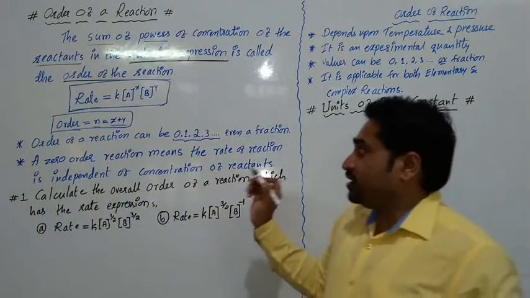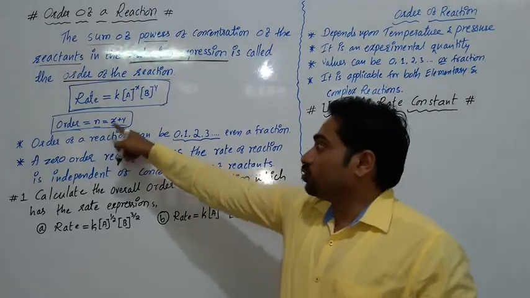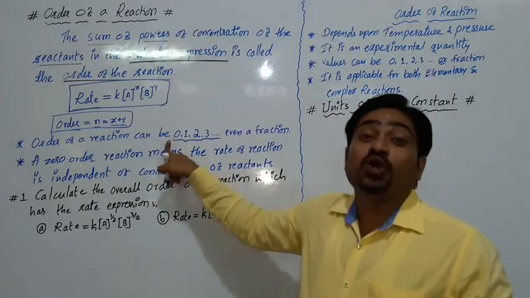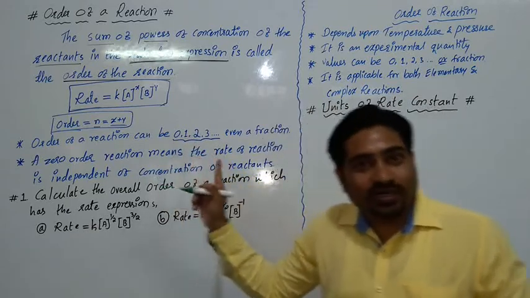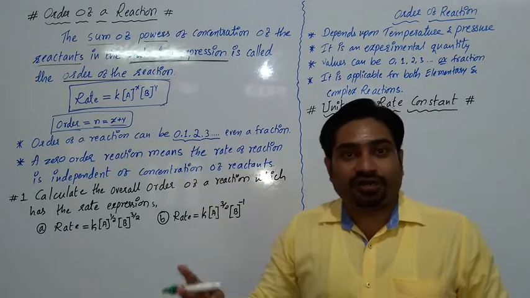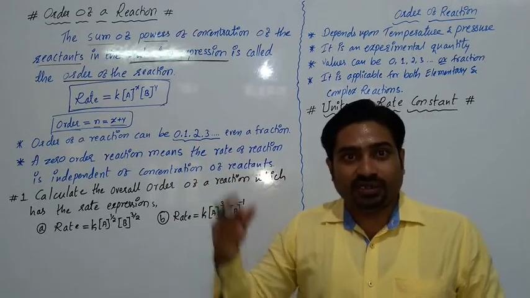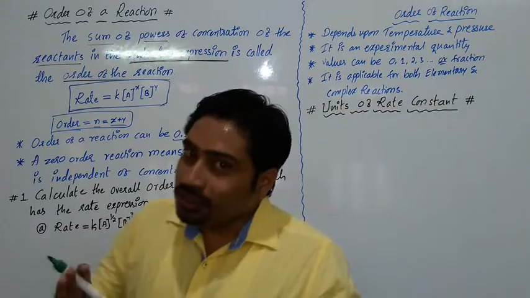Now the order of reaction, it may be 0. If the value of n is equals to 0, the order is called as zero order reaction. Zero order reaction. If n is equals to 1, first order reaction. If n is equals to 2, second order reaction, third order reaction. So fourth order reaction, like higher order reactions are also possible.